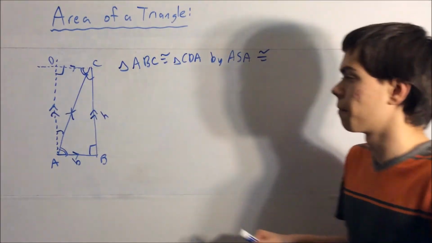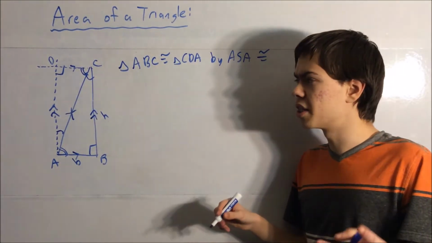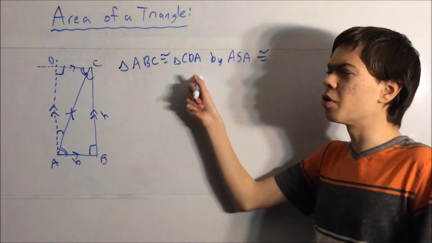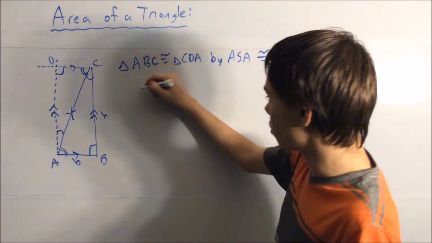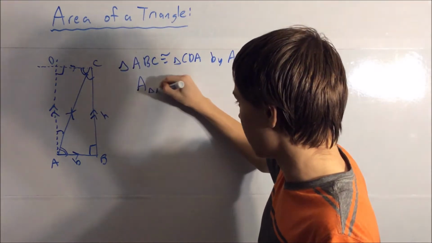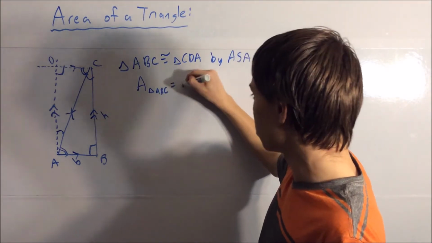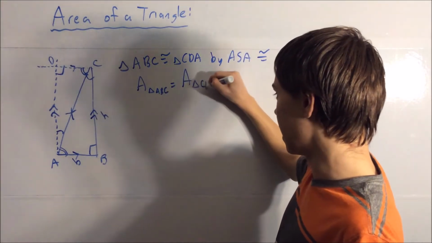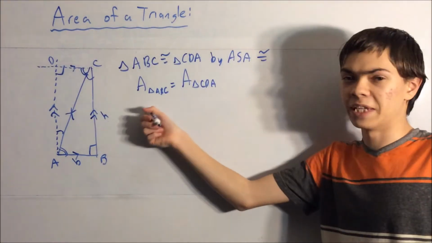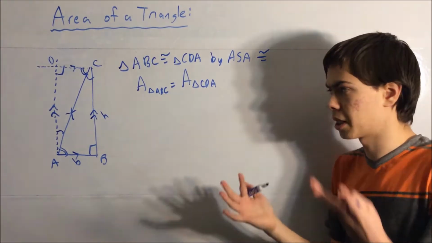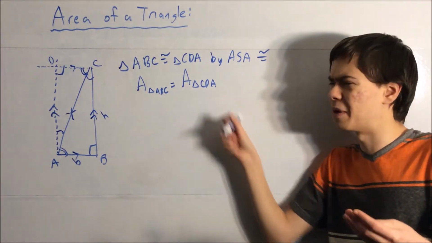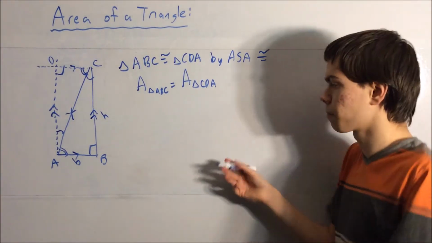Now that we know they're congruent, if these triangles are congruent, doesn't that mean the areas of these triangles are the same? So the area of triangle ABC is equal to the area of triangle CDA. Their areas have to be equal if they're congruent. I mean, that just kind of makes sense, right? So we can just kind of use that. I don't know the theorem that says that, but it just makes sense, right?